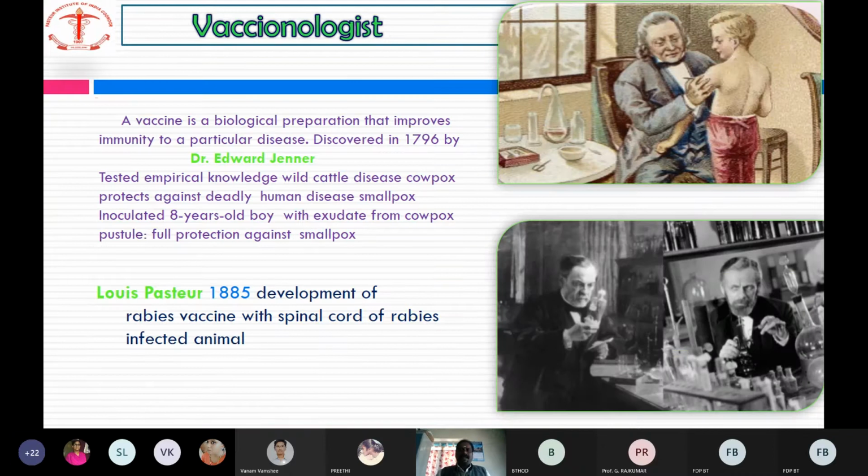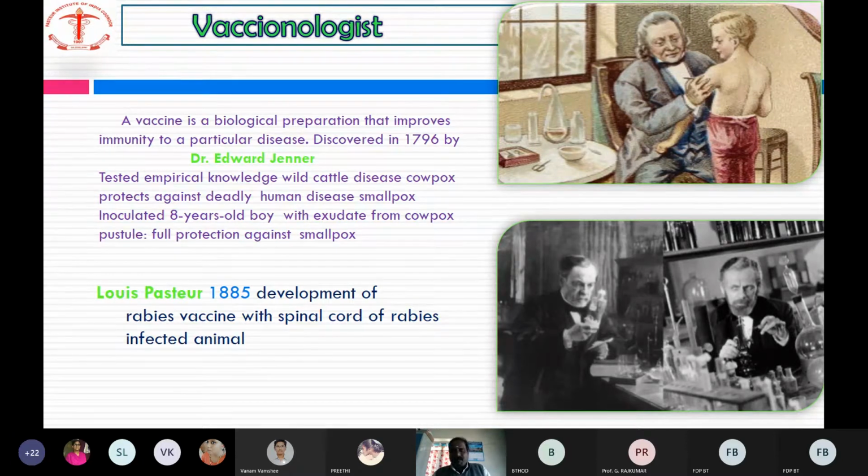Here, as already told, one person developed the vaccine. That vaccine is called smallpox vaccine, and it is the only disease fully eradicated till date around the world. That is the great man, Dr. Edward Jenner. In 1796, he tested his empirical knowledge using the cattle disease cowpox to protect against the deadly smallpox disease.